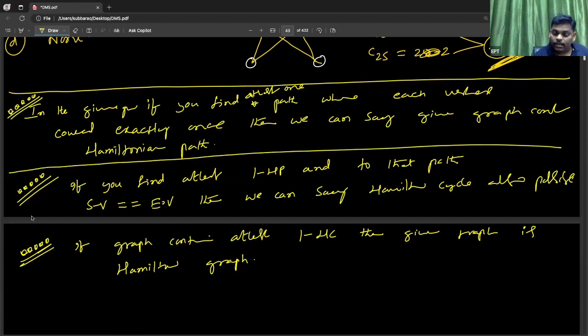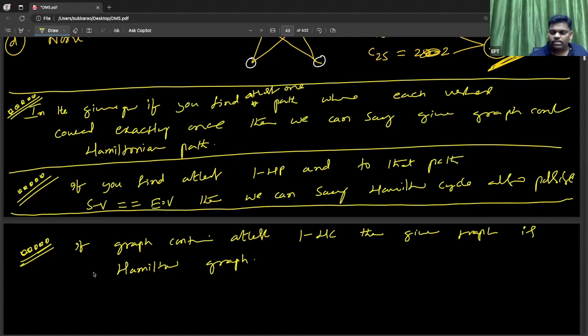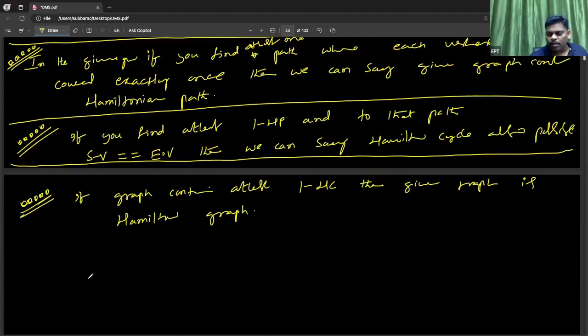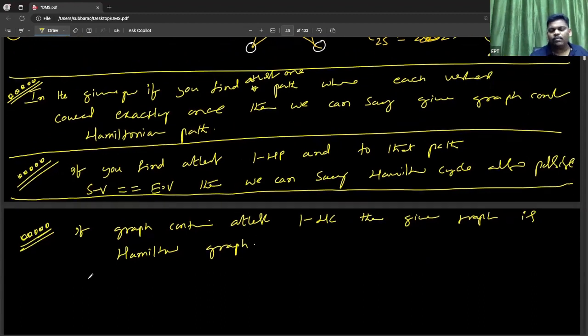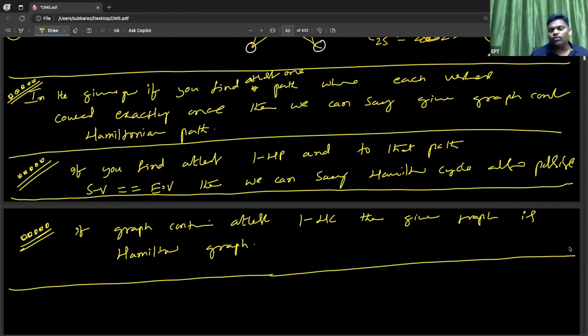I'm really saying, if you open any book, they will kill you. They don't know what they are talking about. They will say walk, they will say path, they will say trail, whatever nonsense they want. One book will say trail, one book will say walk. The final point is this only. They will give one graph and ask whether the given graph is an Euler graph or not, whether the given graph is a Hamiltonian graph or not.